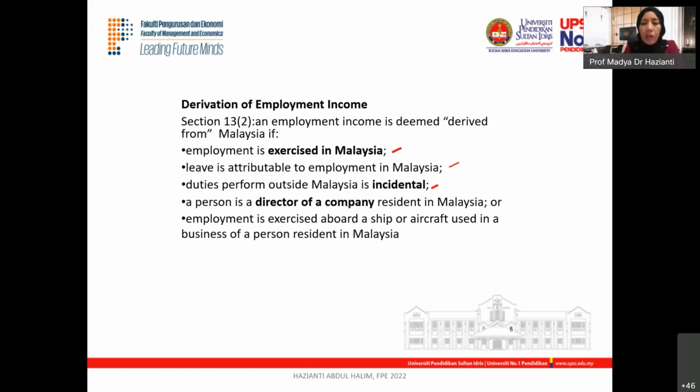A person is a director of a company resident in Malaysia, or employment is exercised aboard a ship or aircraft used in a business of a person resident in Malaysia. Okay. Ini kalau ada kapal dia pergi banyak tempat kan. Tapi the person tu, business ataupun person tu ialah Malaysian resident dan dikira sebagai employment income juga.